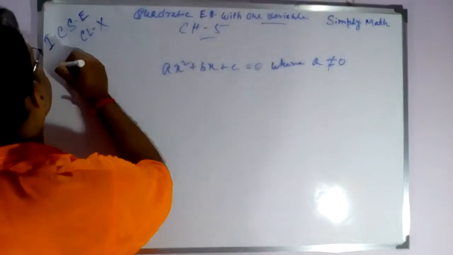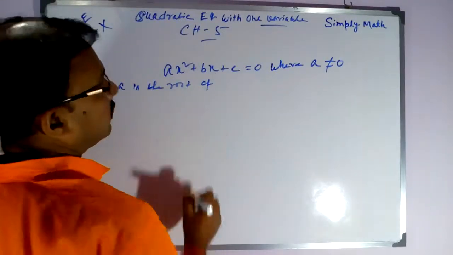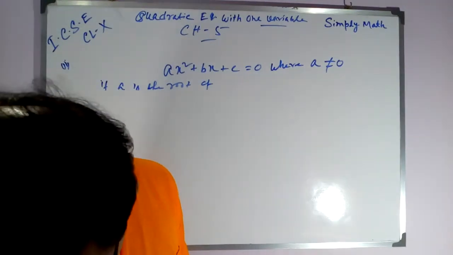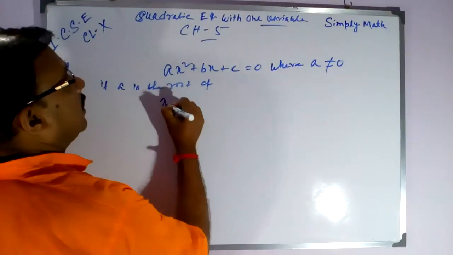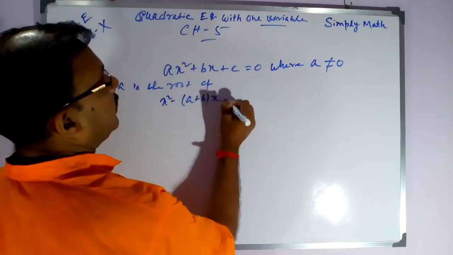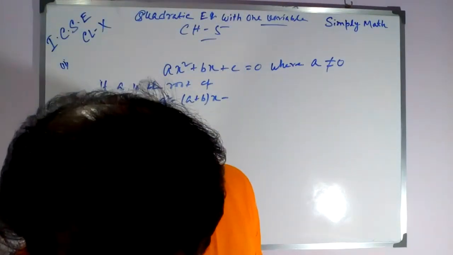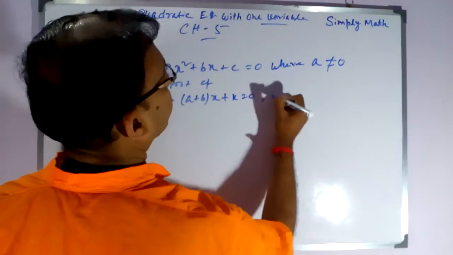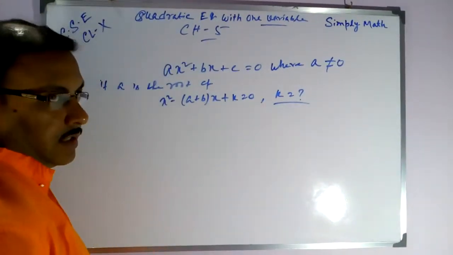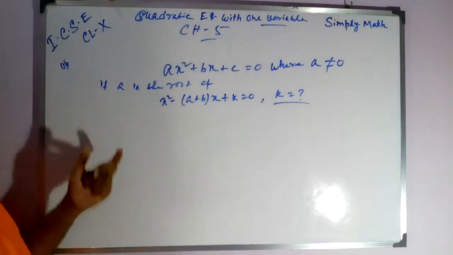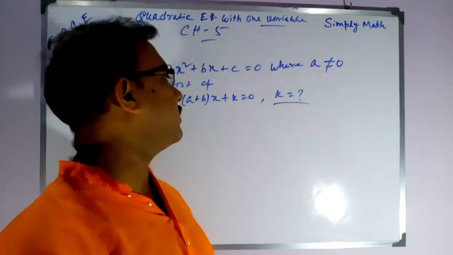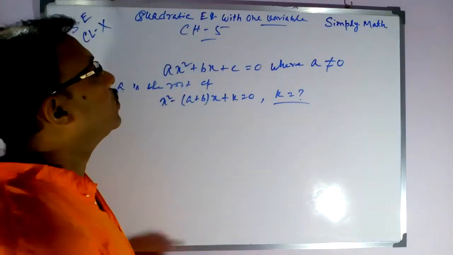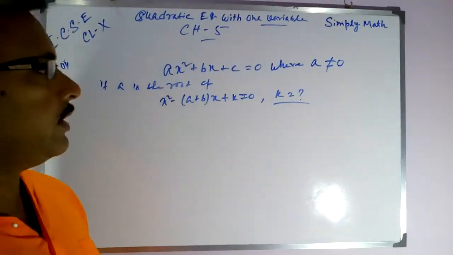Next problem, same problem. If a is the root of x squared minus (a plus b)x plus k equals 0, find the value of k. If a is the root of this equation, x square minus a plus b into x plus k is equal to 0, then find the value of k.